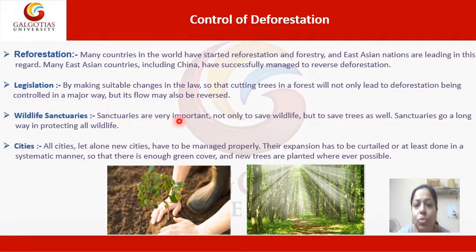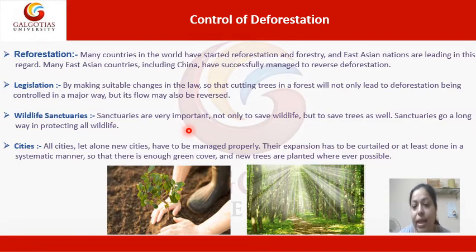By making suitable changes in the environmental laws, cutting trees in a forest will not only lead to deforestation being controlled in a major way, but its flow may also be reversed. Third, we have wildlife sanctuaries. Sanctuaries are very important not only to save wildlife but to save trees as well. So sanctuaries go a long way in protecting all wildlife.